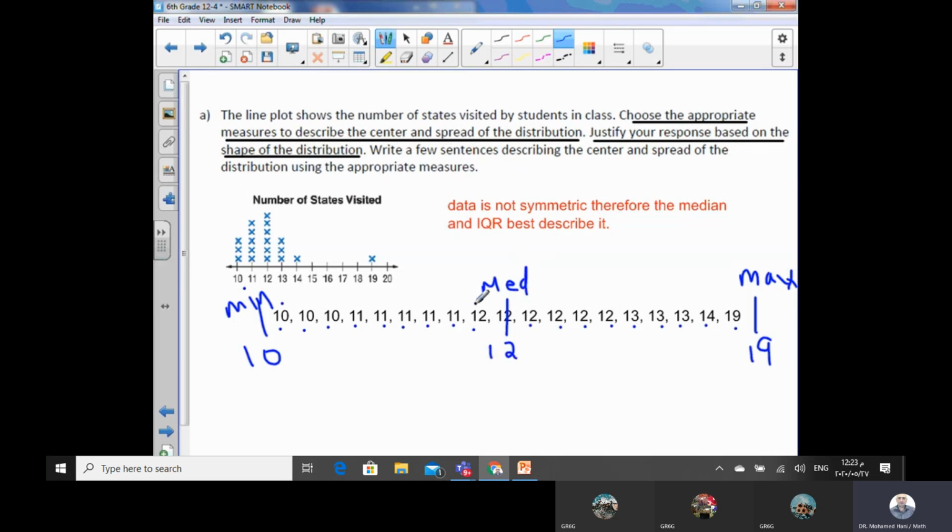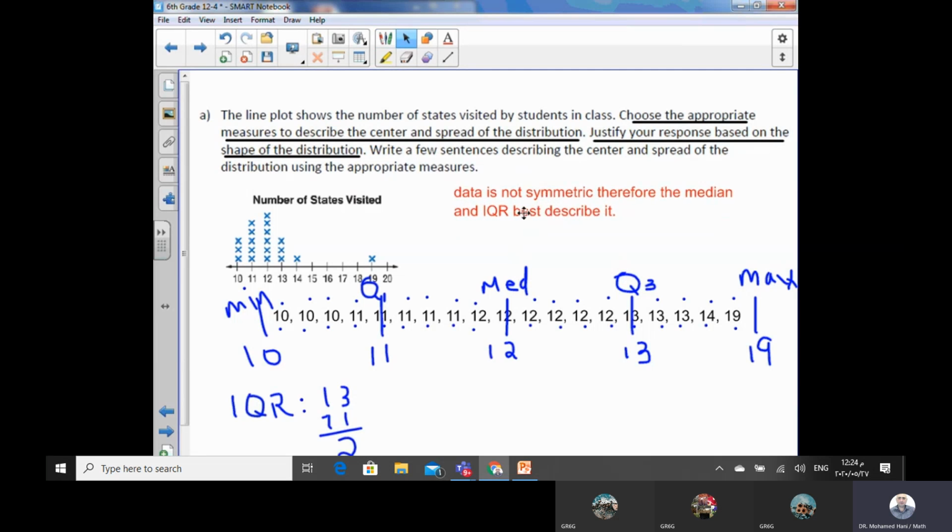And for our interquartile range, we need to find our quartiles. So this is quartile 1. And let's do the same to find quartile 3. There we go. So to find the IQR, we need to take our quartile 3 minus our quartile 1, and we get an IQR of 2.